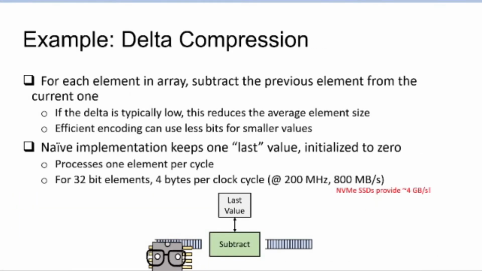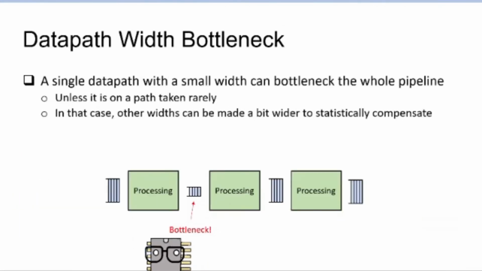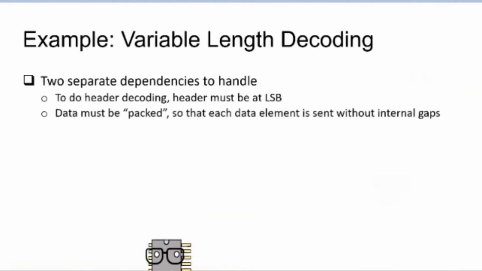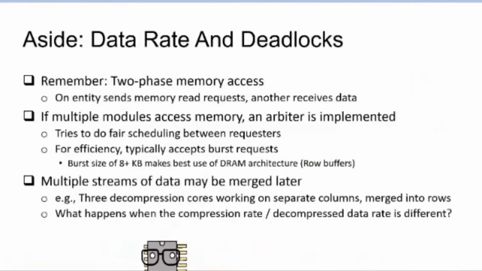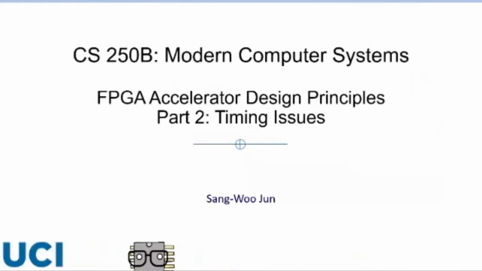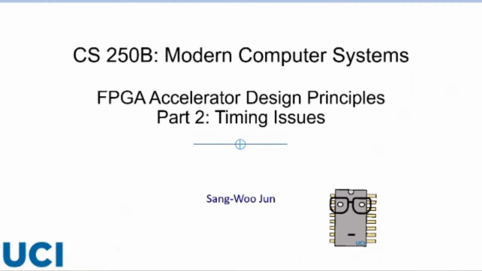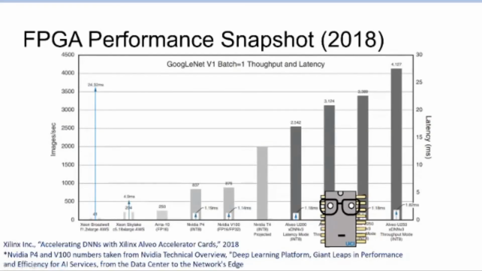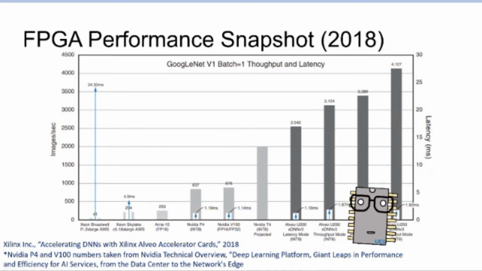Yeah, we won't talk about the delta compression because it's going to take too long. And now we finally get to go to the second part of FPGA accelerator design principles, which is timing issues. Timing issues drive the clock frequency that your FPGA design can reach.